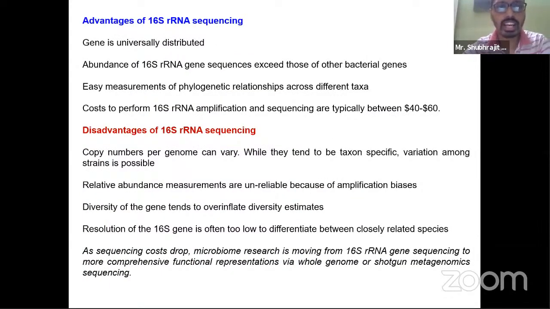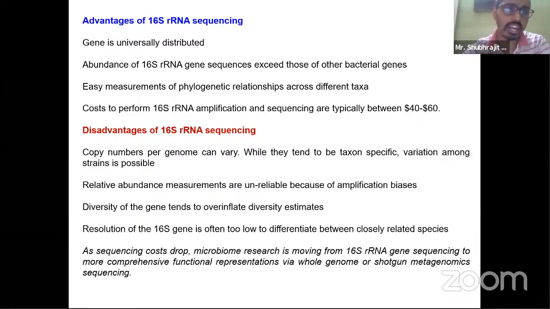There are several advantages and disadvantages of using 16S rRNA. It is universally distributed, as you know the majority of bacterial and archaeal strains have 16S rRNA. So using 16S rRNA as a general approach, we can identify bacterial species and strains. And it's very easy to make a phylogenetic relationship across the taxa. And performing 16S rRNA sequencing is very cheap compared to whole genome shotgun sequencing. It's only about $40 to $60 per sample.